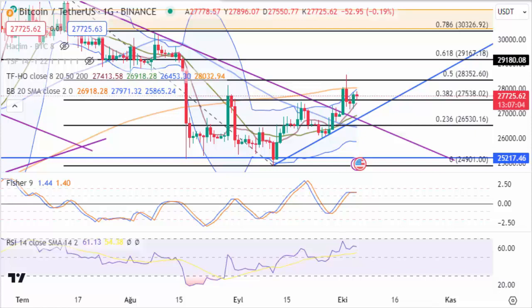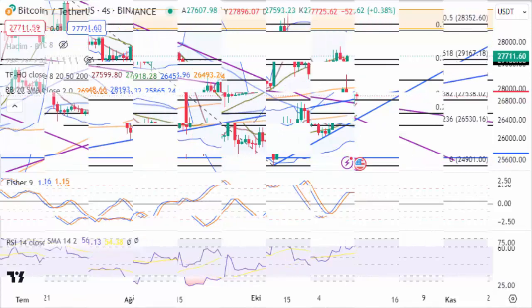If the price does not break below the first support level at $27,538, it could continue to rise. Additionally, if this level holds, we might see a channel pattern where the price continues in the direction it breaks out, so keep that in mind.